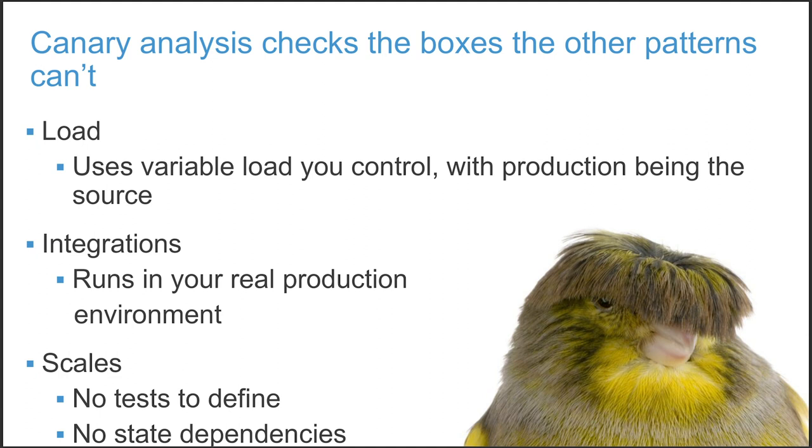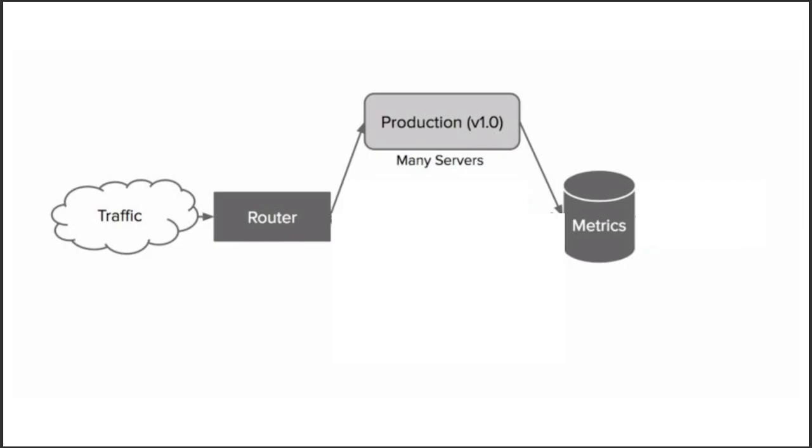So what does it actually look like? Most web apps at a high level look like this. We have traffic coming from somewhere, the internet, internally, something. That goes through a router, whether it's a reverse proxy, load balancer, whatever. It's taking traffic and moving that to your production servers. Your production servers are running some code, and it is reporting metrics to some centralized metrics tool, hopefully.